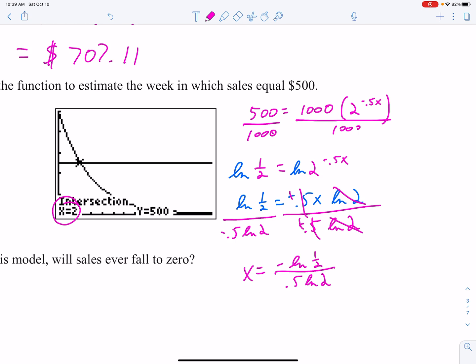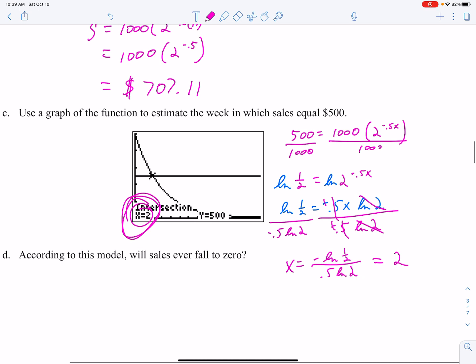Now don't think that you can reduce the 1/2 and the 2, and don't think you can reduce the natural logs. You cannot do that. That's a function. So this is one piece and this is one piece. You cannot alter them. Okay? You can punch that into a calculator and you will actually see this comes out to be 2. All right? Which is what they said graphically. All right? So again, use the graph of the function to estimate the week in which sales equals 500, so it's week 2.